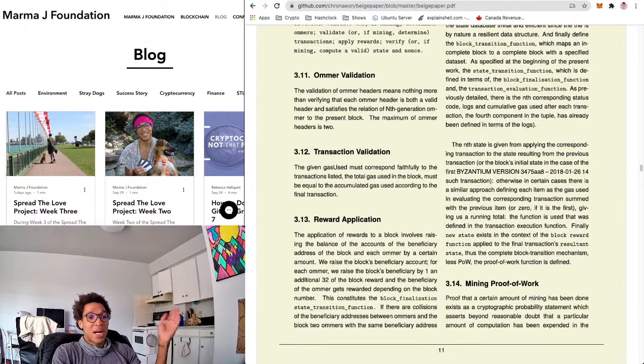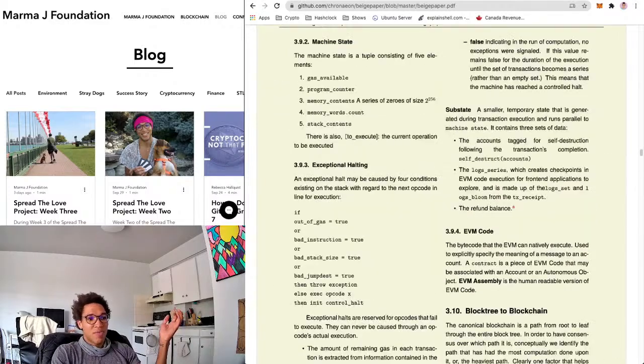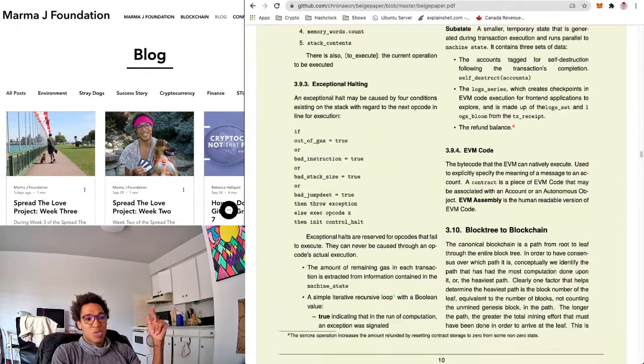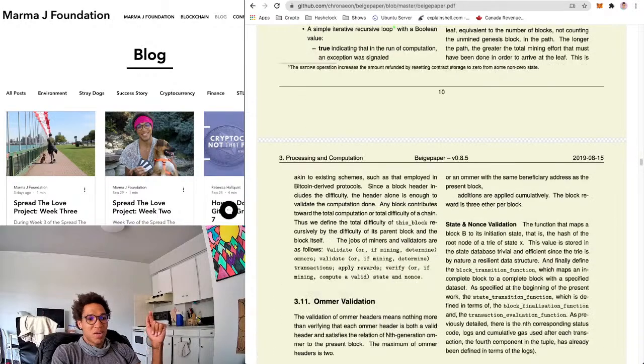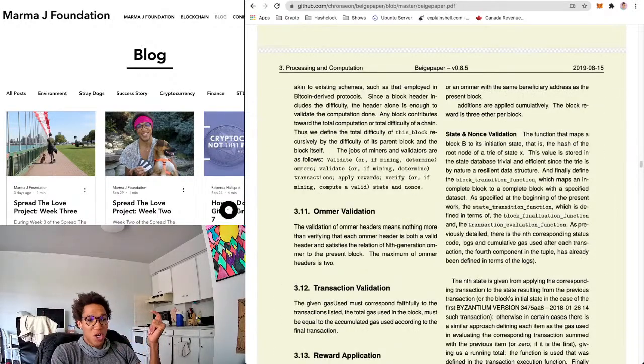So you're just continuing to validate the state and the nonce. I mean, I need to go through the actual yellow paper now though, because I feel like it's going to have a lot more of this type of stuff, which will actually make more sense to me than all these words, which I'm like, show me the code.